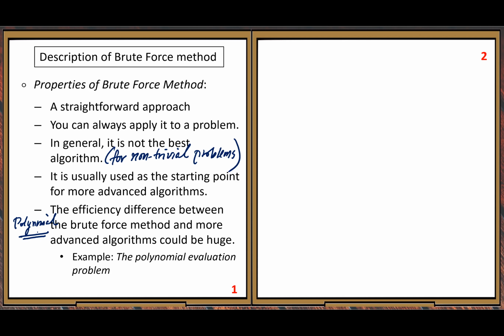So the polynomial evaluation problem. In that one, method one, when you do experiments, remember, I ask you to do the experiment with a size approximately around 200,000, not 20, 200,000, around this one. Then you need to expect a response time of approximately 30 seconds.